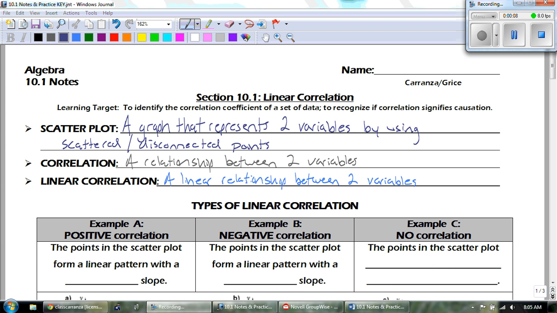Today we're starting a new unit on statistics. The first section today will be 10.1, which is all about linear correlation. Our learning target today is to identify the correlation coefficient of a set of data and to recognize if correlation signifies causation. So let's go ahead and get started.